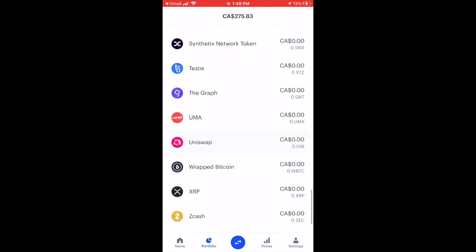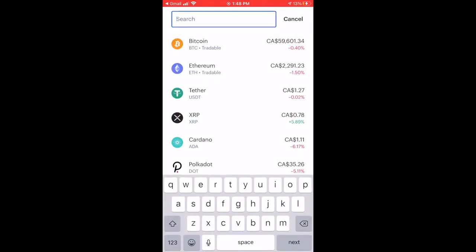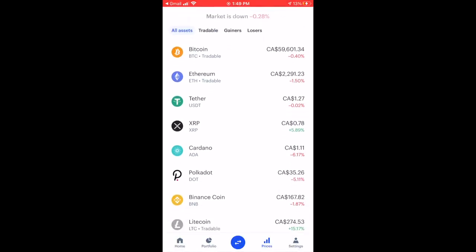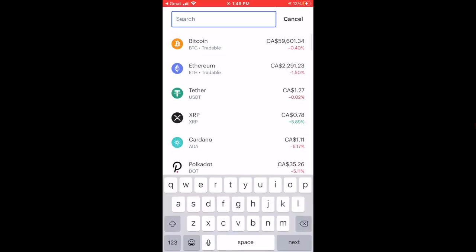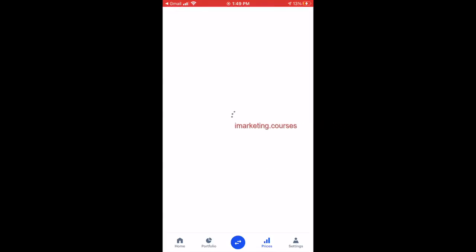Now let's say you're having a hard time finding a coin. You can click on prices and then just search up the coin you want. This is also another way to buy it, so you don't always have to buy it from the portfolio section. You can also buy it from the prices section. So I'm going to go ahead and search up Ethereum. Okay, so as you can see, we have Ethereum there, the very first one. It is ETH. I'm going to click on it here.